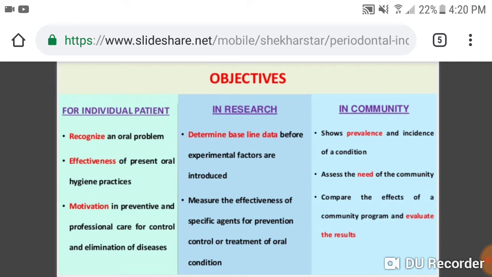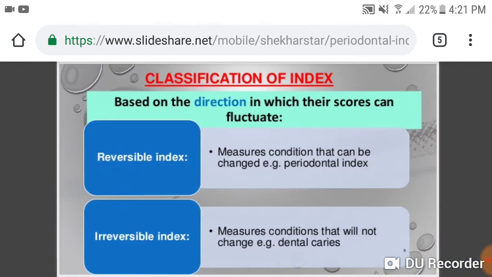In research, determine baseline data before experimental factors are introduced. Measure the effectiveness of specific agents for prevention, control, or treatment of oral conditions. In the community, show prevalence and incidence of a condition. Assess the need of the community, which is very important. Compare the effects of a community program and evaluate the results.